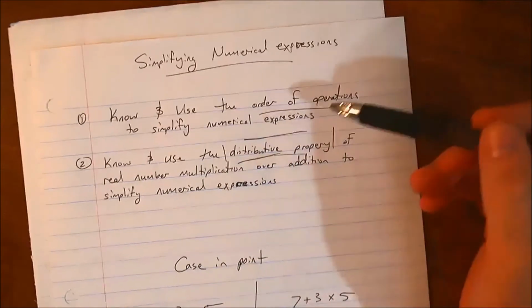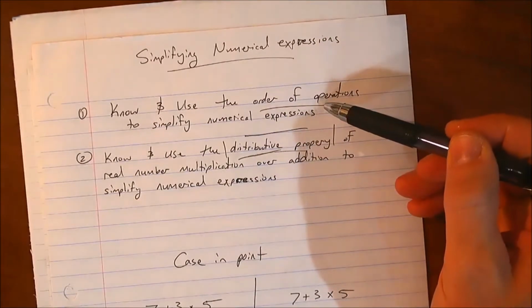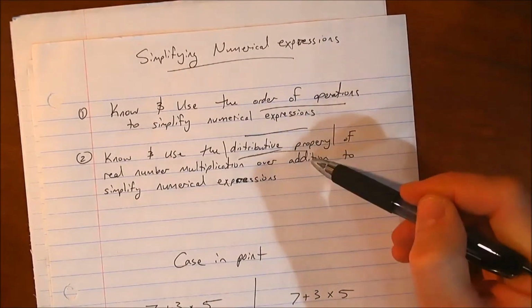So again, we're looking at this video just simply at examples of order of operations. The next video will have some examples of the distributive property. So here we go, example number one. Let's revisit the case in point that we considered in the last video. We talked about if you do this problem by doing the addition first and then the multiply, you get an answer of 50. If you do the multiply first and then the addition, you get an answer of 22. So which is the right way to do it?